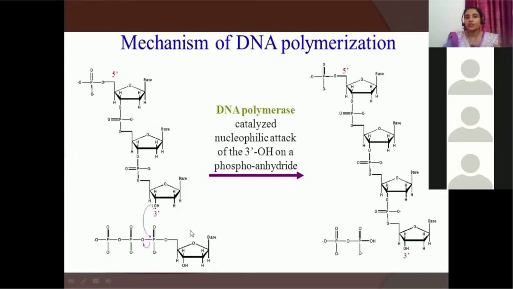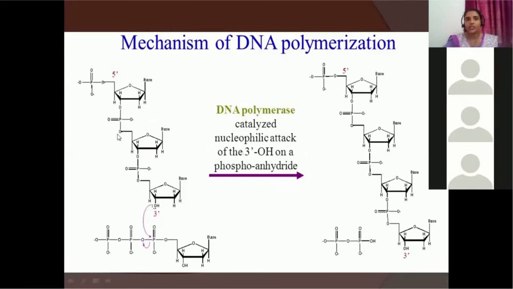So again, I'm just showing you the mechanism of DNA polymerization. Polymerization means you have different monomer units. Monomer is single unit. When two join together, you have a dimer. When many join together, you have a polymer. So that is a polymerization reaction.